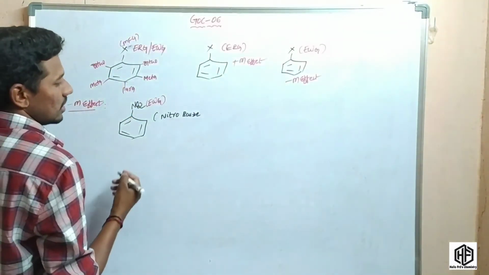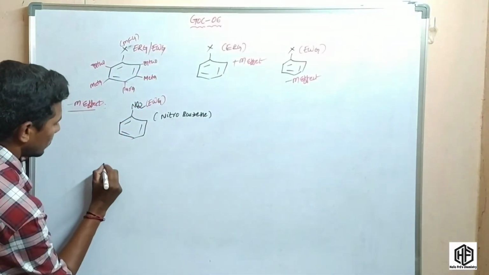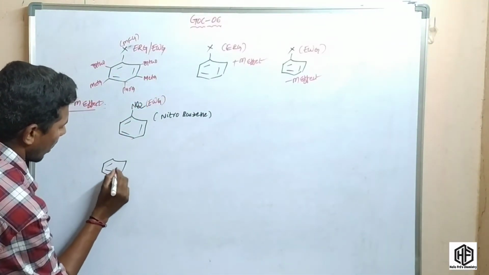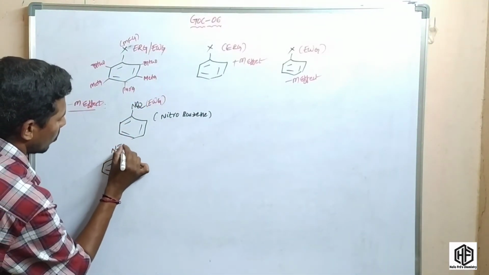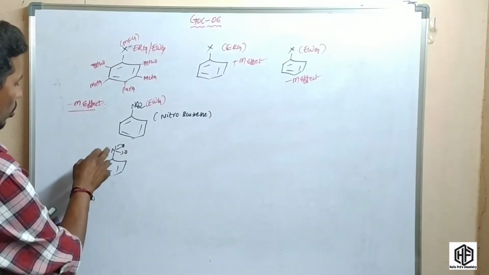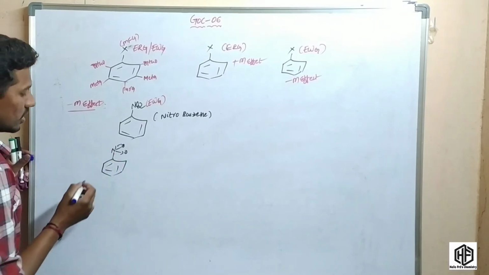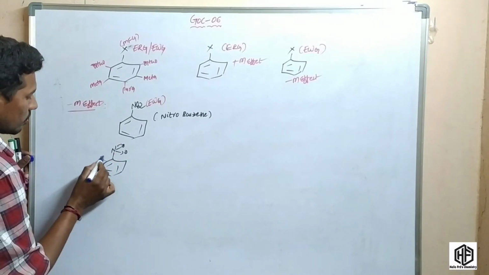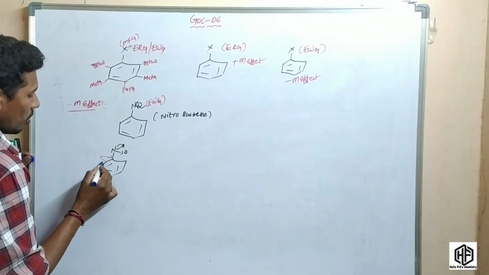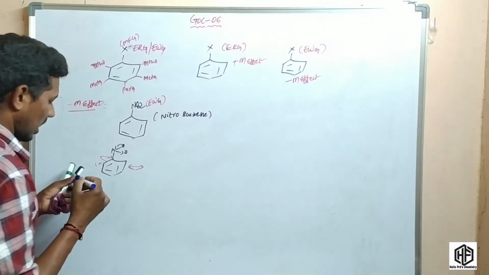Now we are going to draw the resonating structures of nitrobenzene. This is my benzene, with a double bond to O and a bond to O minus. Nitrogen is a more electron-deficient atom, so whenever it is a more electron-deficient atom, this bond shifts towards this side. It is getting a positive charge. What is the resonating structure occurring here?